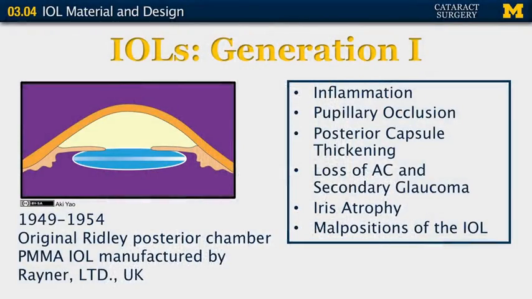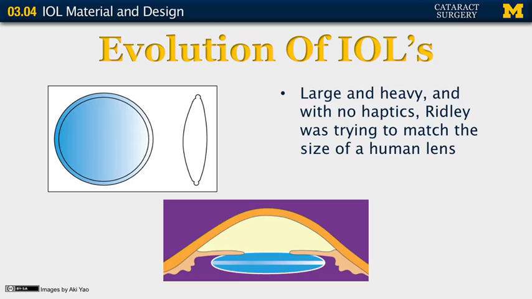He had some ideas that were quite good in that he designed a lens that basically was similar in size and shape to the natural lens. This first lens lacked haptics. It was associated with some problems. Patients tended to have chronic inflammation in the eye. Because it lacked haptics, there was occasionally occlusion of the pupil. There was significant posterior capsular thickening noted in many of the patients. Iris atrophy and general malpositions of the lens implant occurred over time.